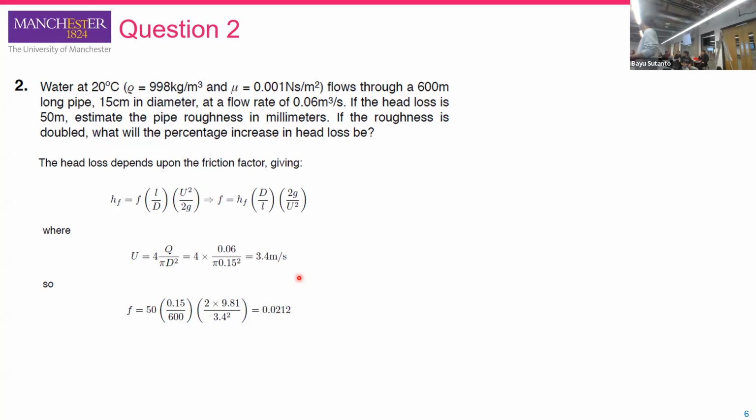And why do we use this formula? This one is from the equation of the flow rate. The flow rate is velocity multiplied by area, always. So the area is the cross-sectional area of the pipe. This is the circular area, so we can use it for the velocity.